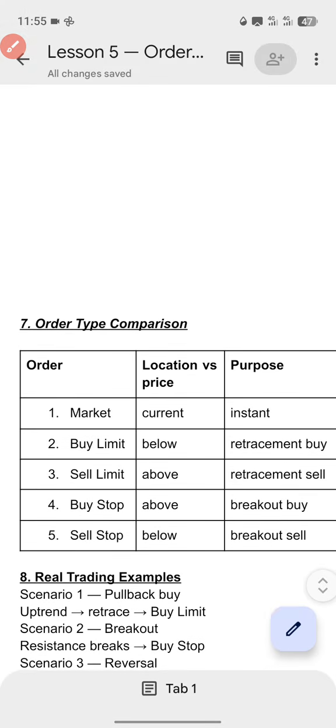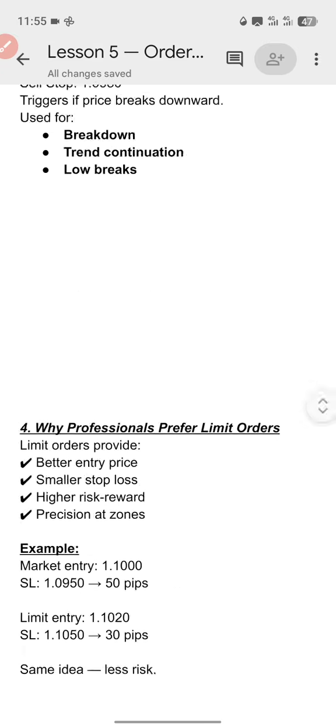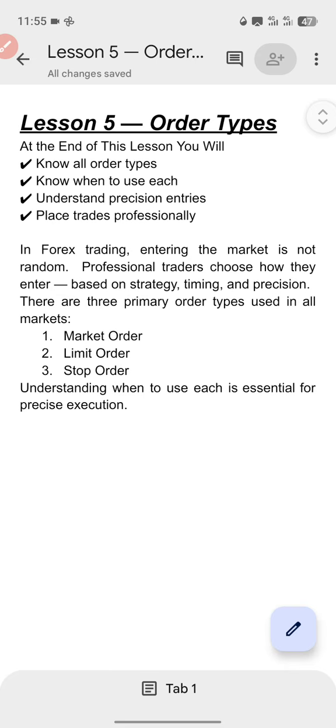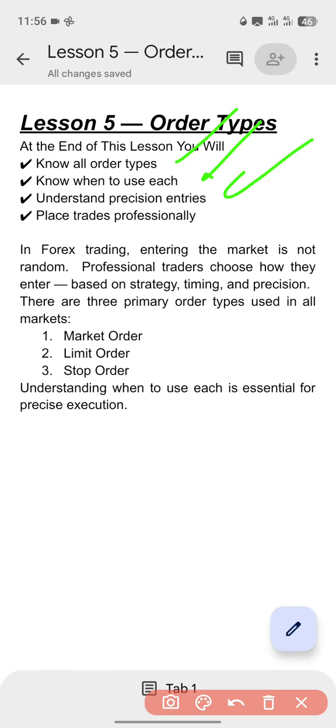So thank you for going through this program. I know that you have actually understood the order types and how to use each of them. You understood how to enter precisely and place trades professionally. So this is just a recap: a market order, limit order, stop order. These are the orders we have on the marketplace.